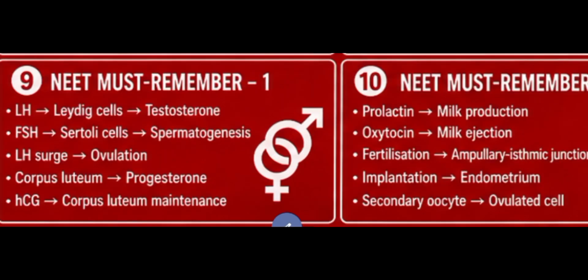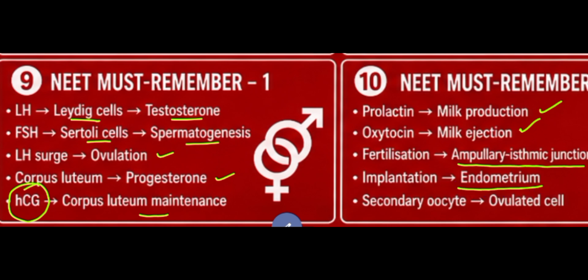So let us recap. The target cell of LH is the Leydig cell, which produces testosterone, and for FSH it is the Sertoli cell. Then the LH surge occurs during ovulation, and the corpus luteum produces the hormone progesterone, which maintains pregnancy. Then HCG maintains the corpus luteum, and this is the hormone which is involved in the pregnancy test also. Prolactin is for milk production, oxytocin for milk ejection, fertilization occurs at the ampullary isthmic junction, implantation occurs within the endometrium, and the secondary oocyte is the cell released during ovulation, the ovulated cell, on the 14th day of the menstrual cycle.